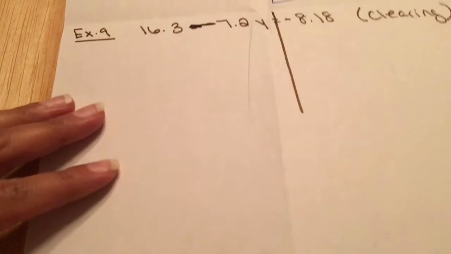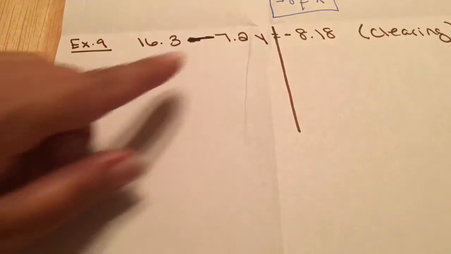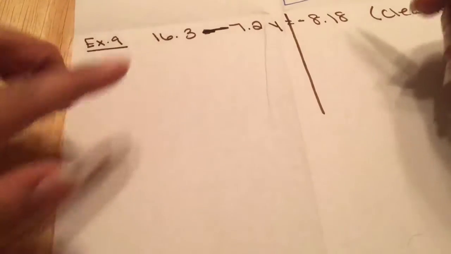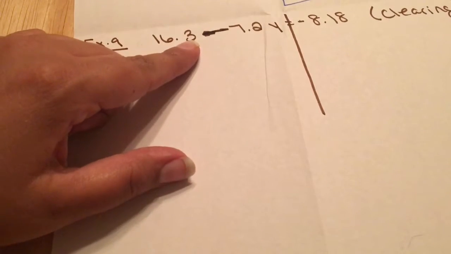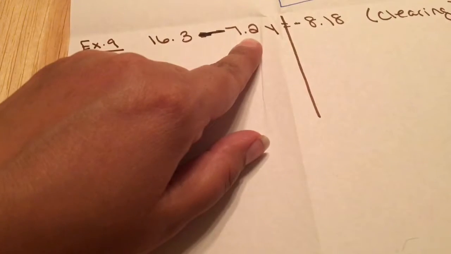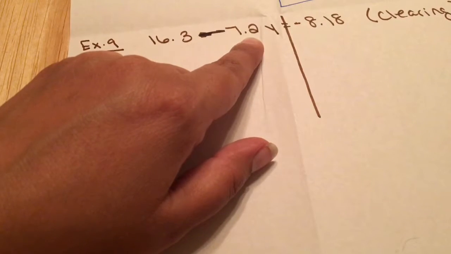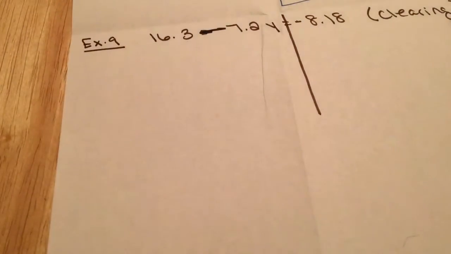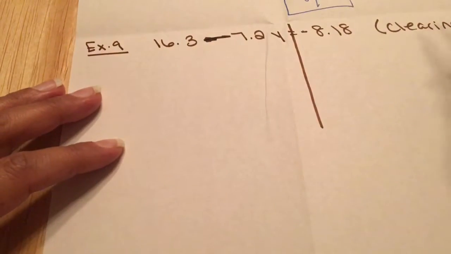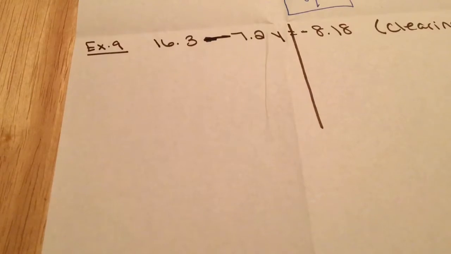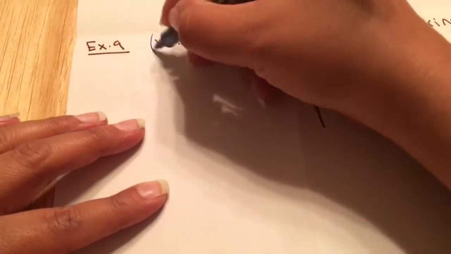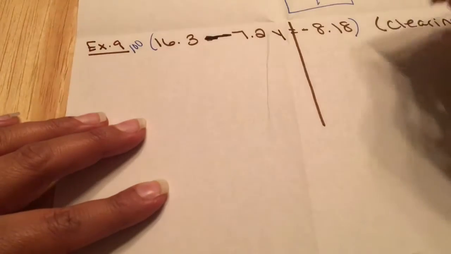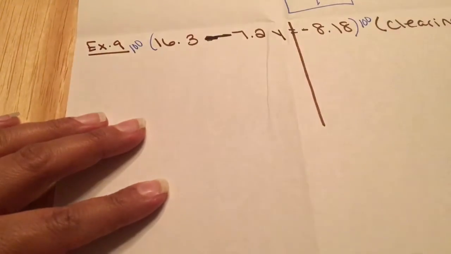So I'm going to start by drawing my line here. This is a very large subtraction sign. What we're going to do is count our decimal places. I have 16.3, a -7.2 or -7 2/10 y, and -8.18. So our largest place is 100, or the hundredths place. So what I'm going to do to clear is multiply both the left side and the right side by 100.